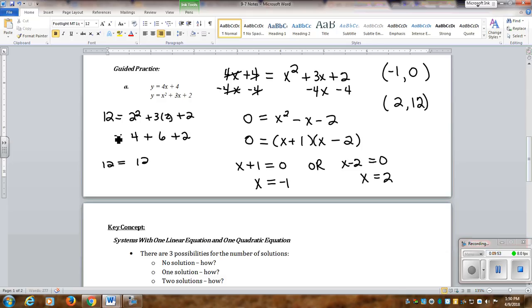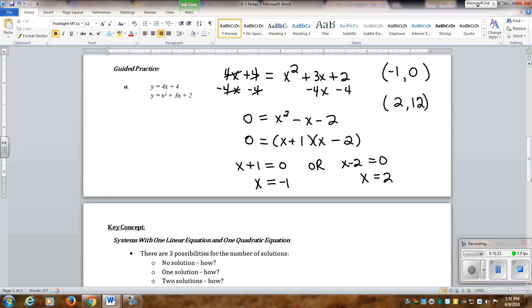So I checked this point. I should probably check the other point just to be sure, but I can already tell in my head it's going to work, because negative 1 squared is 1. 3 times negative 1 is negative 3, and 2 plus 1 is 3, and 3 minus 3 is 0, and 0 equals 0. So just check those in your head, okay? Now, going on down to the next problems.